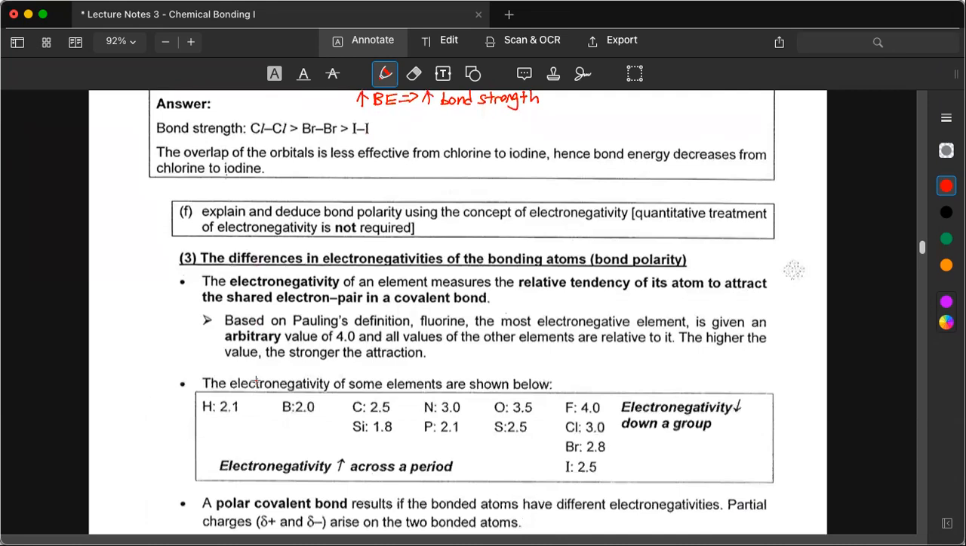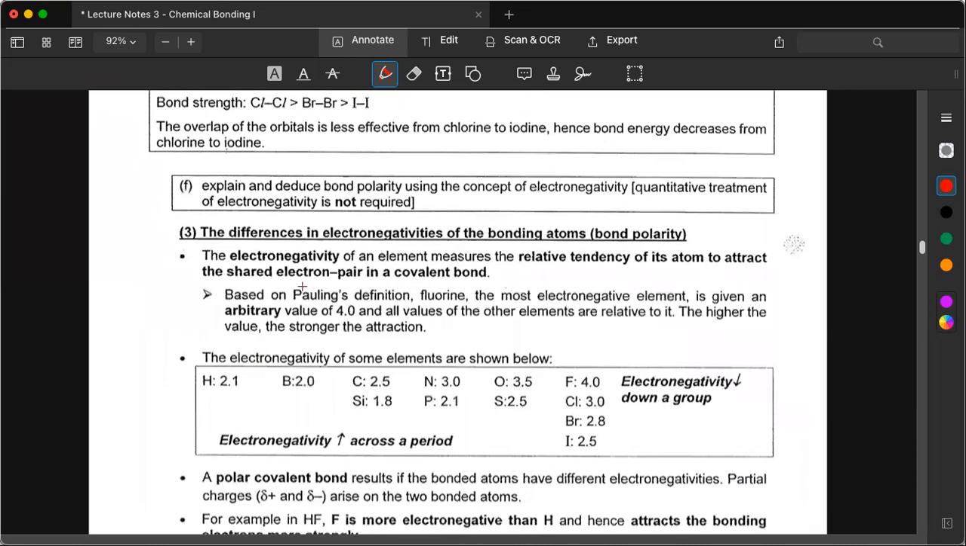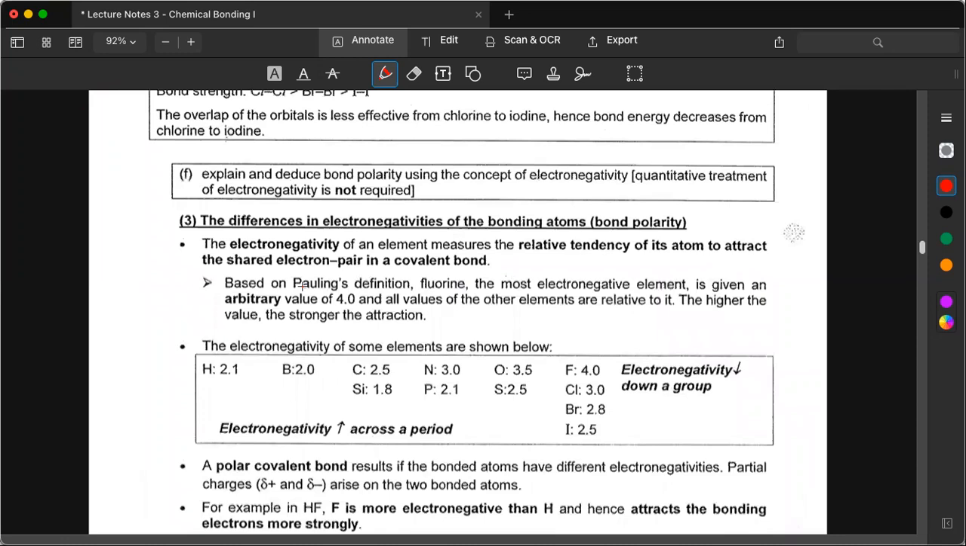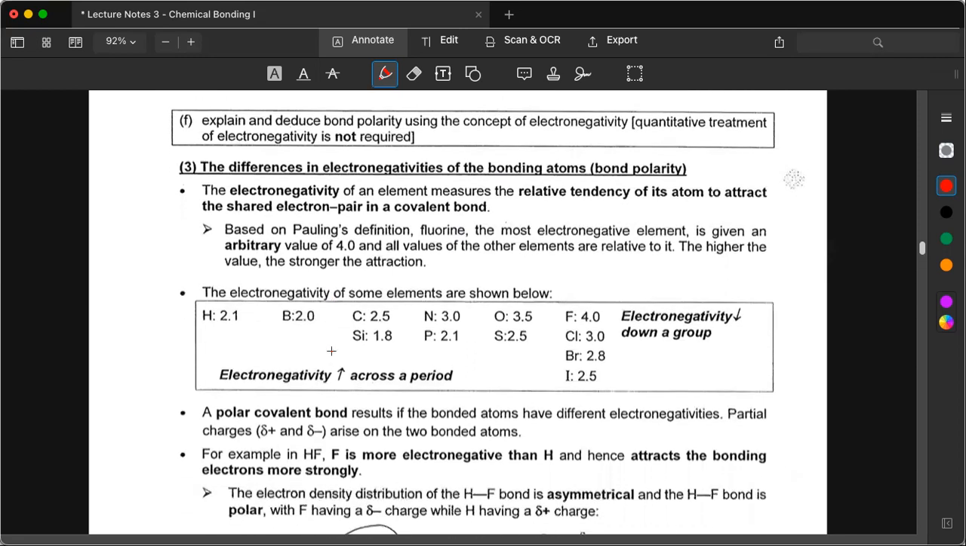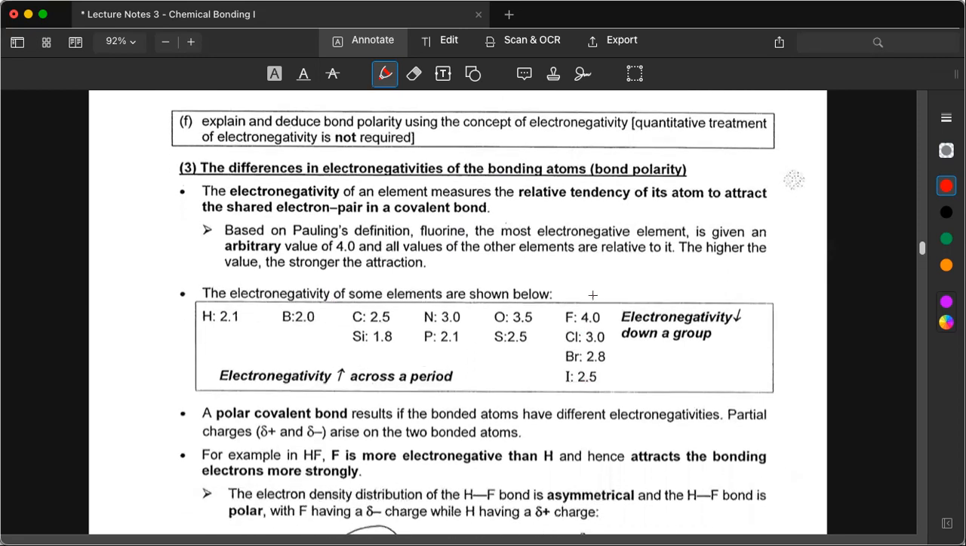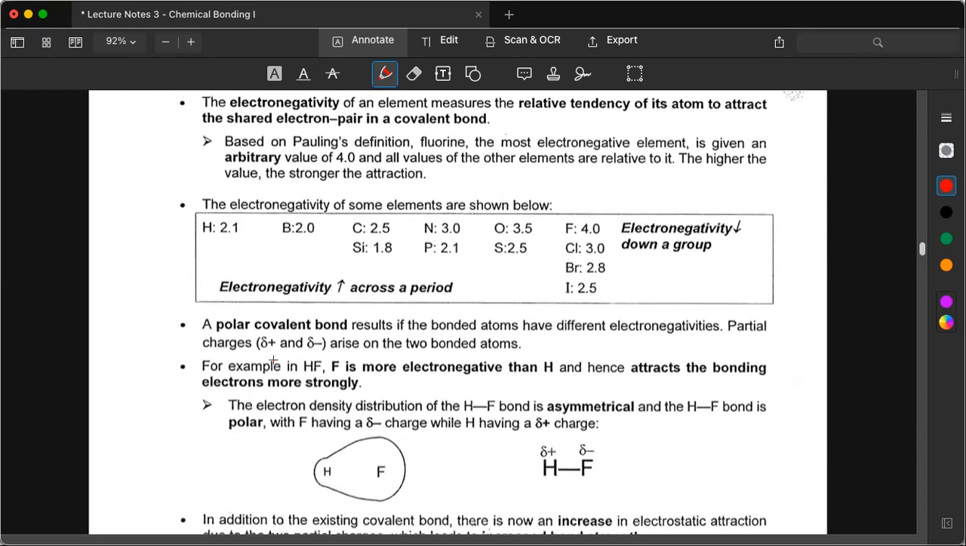Now, let's talk about electronegativity difference. The electronegativity of an element measures the relative tendency of the atom to attract the shared pair of electrons in the covalent bond. Based on Pauling's definition, fluorine is the most electronegative element, so it's given an arbitrary value of 4.0, and the values of all the other elements are relative to it. The higher the value, the stronger the attraction. Electronegativity has this trend: down the group, it decreases; across a period, it increases.